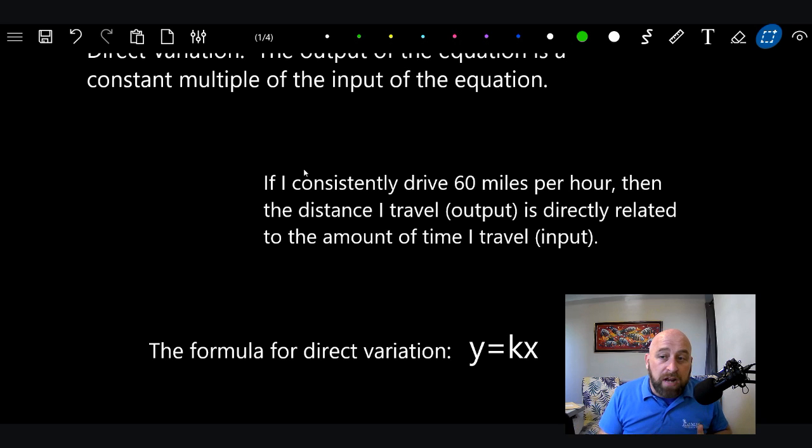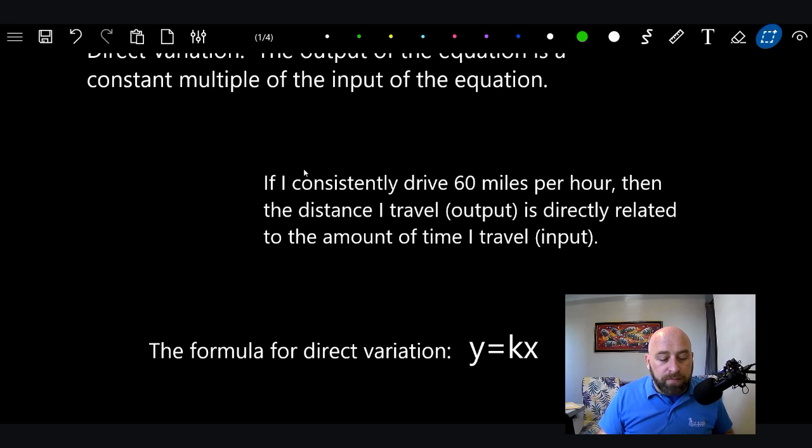Am I driving for an hour? Am I driving for 5 hours? If you are consistently driving 60 miles per hour, now that's really hard to do, but let's say that you could do it. If you could do that for 5 hours, then your output would be 5 hours times 60, and that would be the output of the solution. That would tell you exactly how far you traveled.